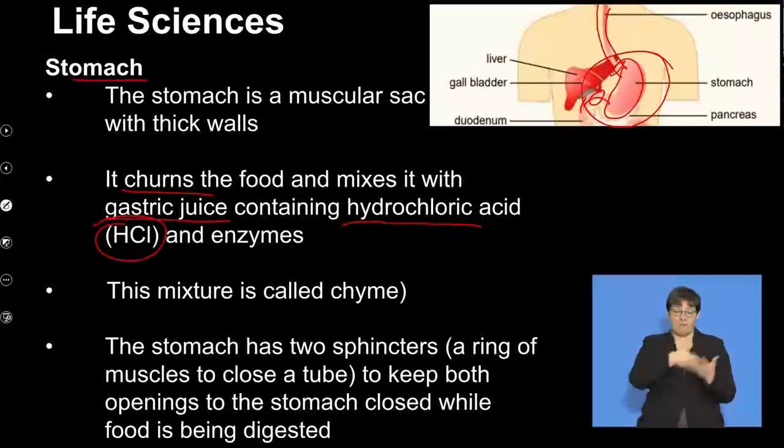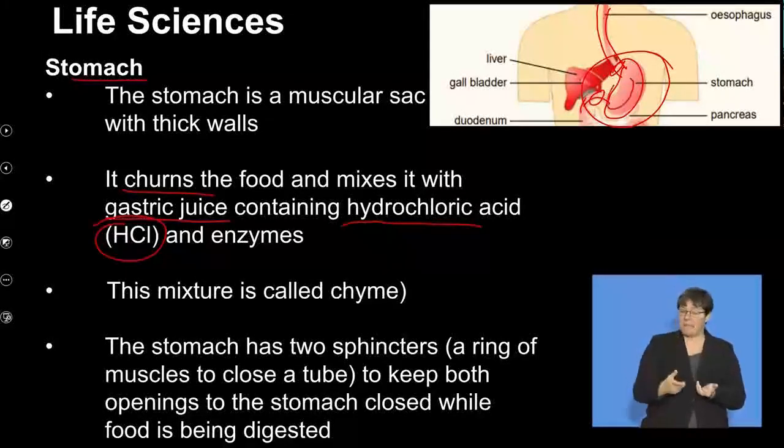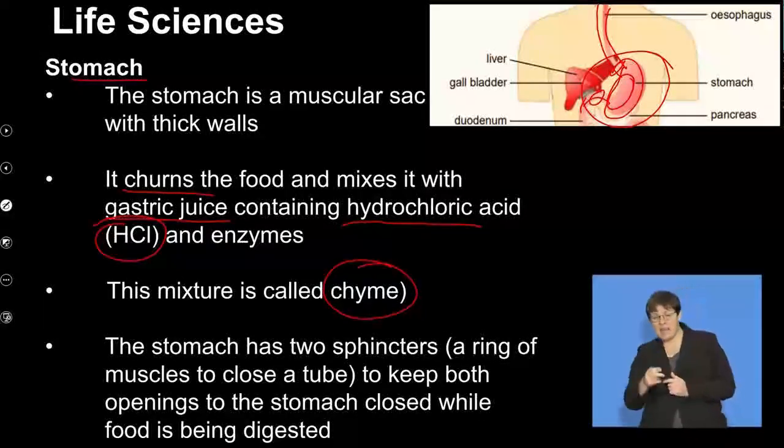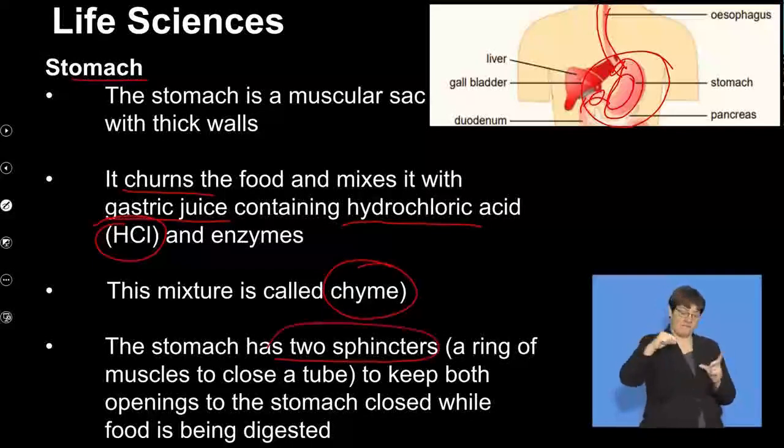When that food mixes with the enzymes and the digestive juices, it is now called chyme. And so that mixture of gastric juices with the food and the enzymes from the stomach is called chyme. The stomach has two sphincters or valves, as I said.